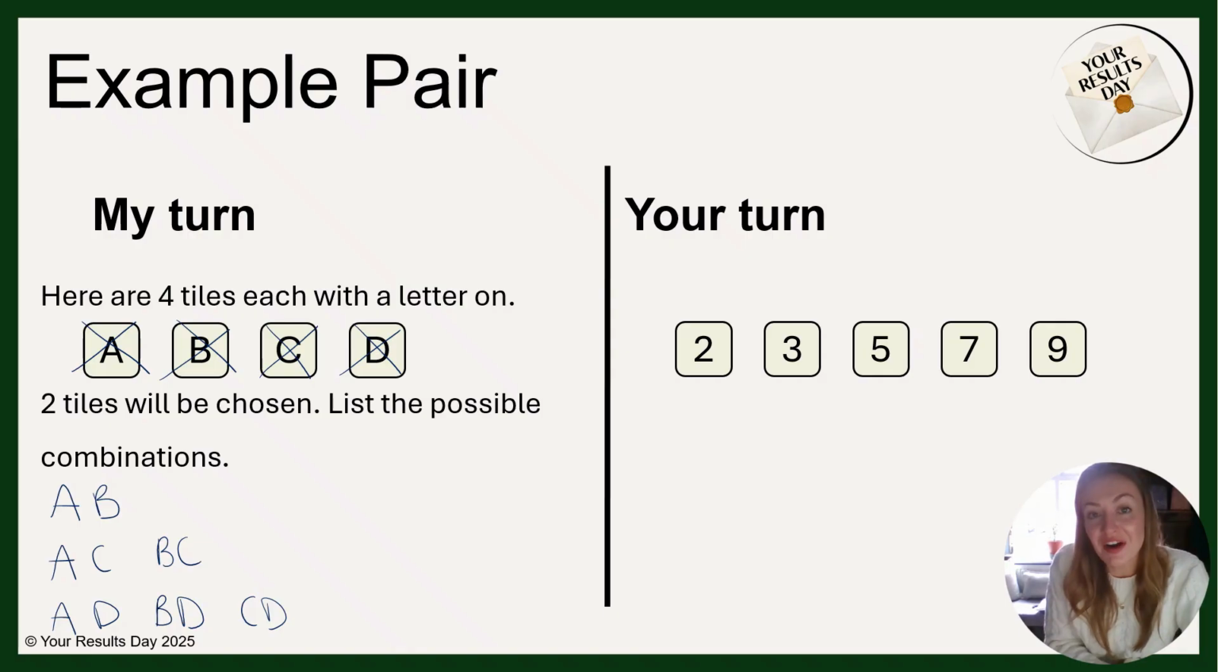You don't have to write it like this, but sometimes it can just help you to see that you've got them all. Because I can see I've got A with everything, and then I can see I've got B with everything left over, and then I can see I've got C with everything left over after that.